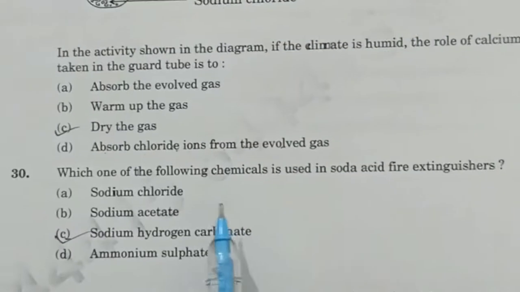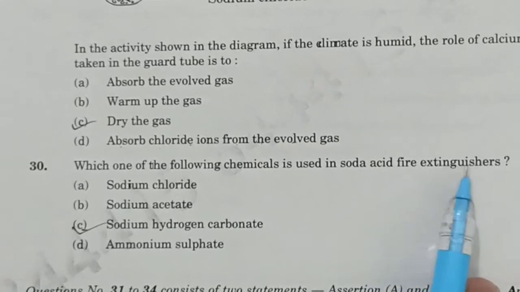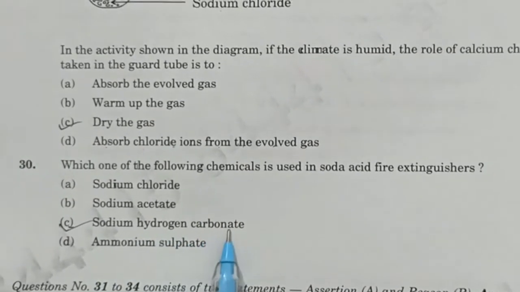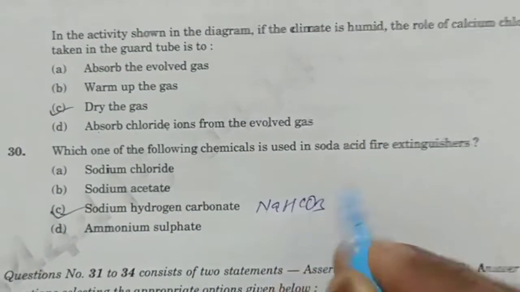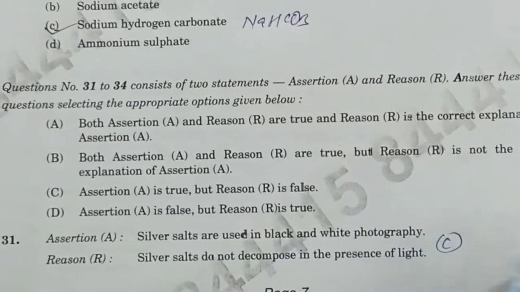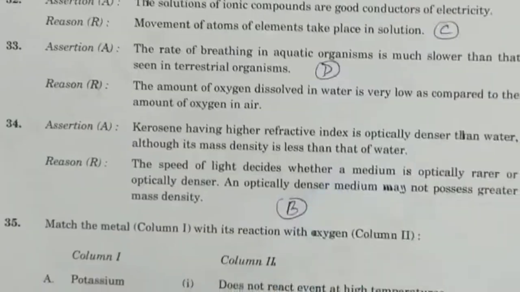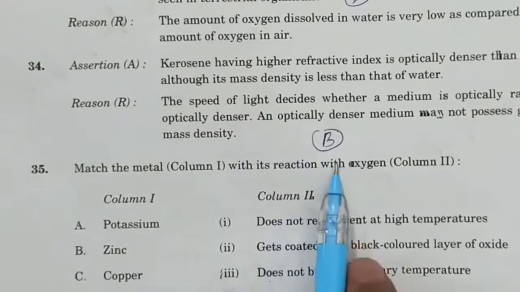Now 30 number question. Which of the following chemicals is used in soda acid fire extinguisher? Its answer is C, sodium hydrogen carbonate, that is NaHCO3. What is NaHCO3? Sodium bicarbonate or hydrogen carbonate. So 30 का आंसर हो जाएगा आपका C. Okay, now 32 नंबर, 32 का आंसर हो जाएगा आपका C. नाउ 33, इट्स आंसर इज D एंड 34, इट्स आंसर इज B.